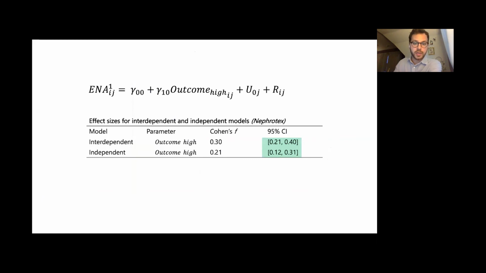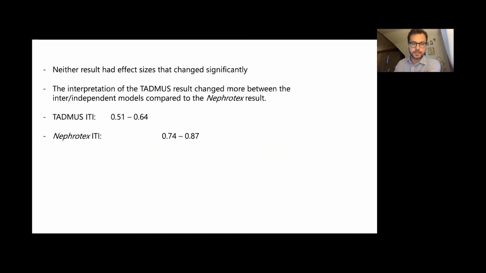So looking at the quantitative results, again, we see that there's no statistical difference between the effect sizes of these two models. So in conclusion, neither of the results had effect sizes that changed significantly. So the quantitative result was essentially the same, but the interpretation of that result for the Tabness data changed more between the interdependent and independent models compared to the Nefertex result. So it was more sensitive in terms of its interpretation.